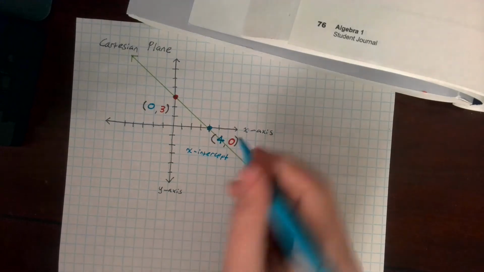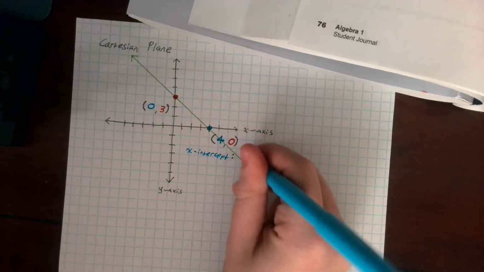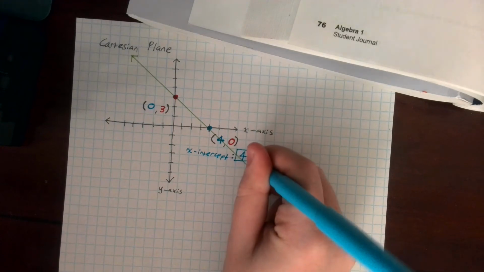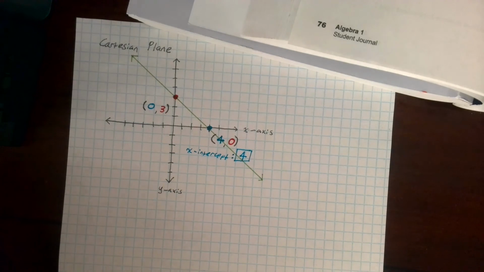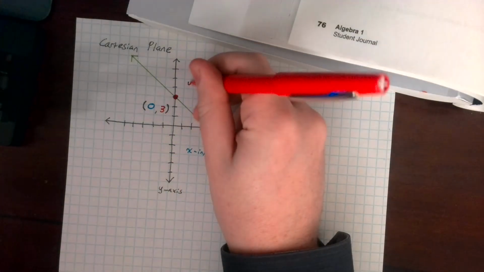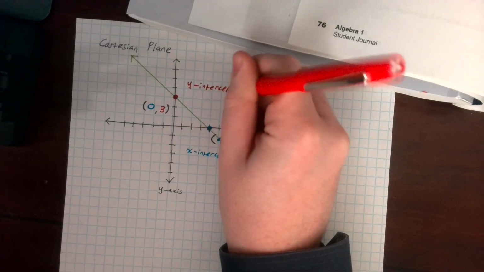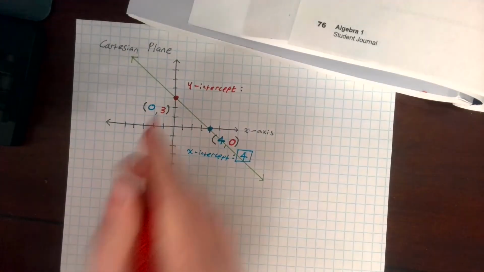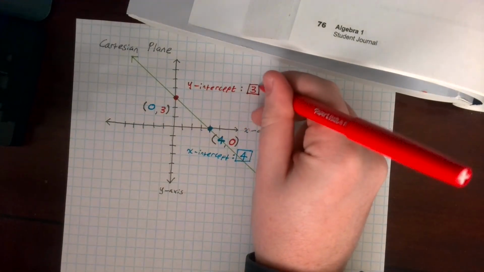When it asks for your coordinate, it wants this number here. So we could say our x-intercept is 4. In other words, our line crosses the x-axis at x equals 4. This up here we will call our y-intercept for the same reason. It crosses through the y-axis, and it crosses through at y equals 3. So our y-intercept is 3.